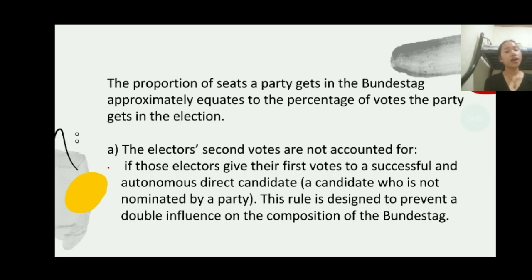So there are rules and reminders in the process of voting. In the system of voting, in the second vote, the vote is not counted if electors give their first votes to a successful and autonomous direct candidate, a candidate who is not nominated by a party. This rule is designed to prevent a double influence on the composition of the Bundestag.